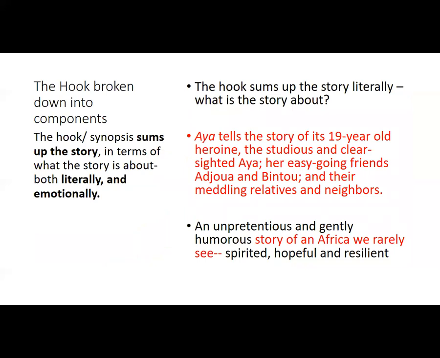So the first part is you're summing up the story in terms of what the story is about, both literally and emotionally. So what's the story literally about? This tells the story of a 19-year-old heroine, the studious and clear-sighted Aya, her easygoing friends Adjoua and Bintou, and their meddling relatives and neighbors. It tells the story of an Africa we rarely see. That's what it's literally about.